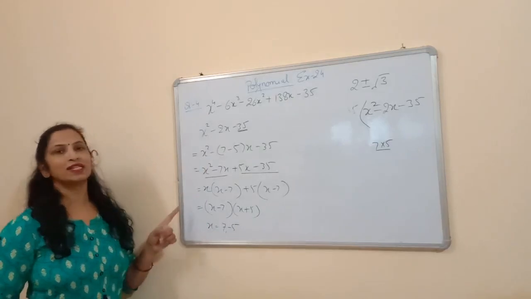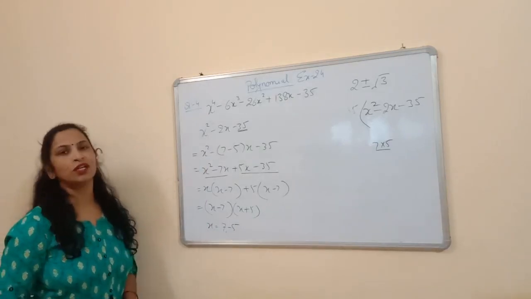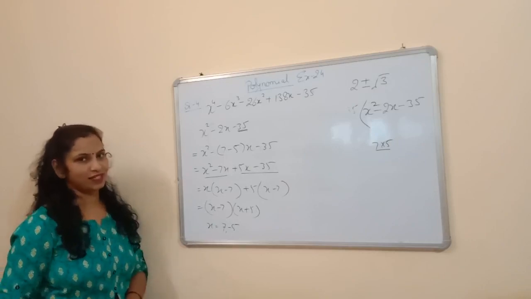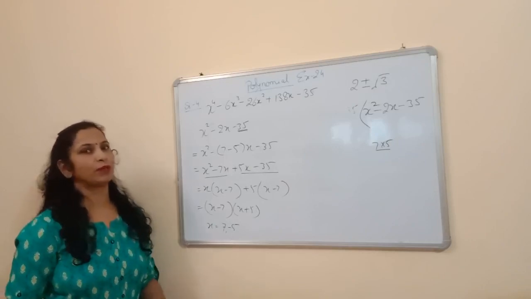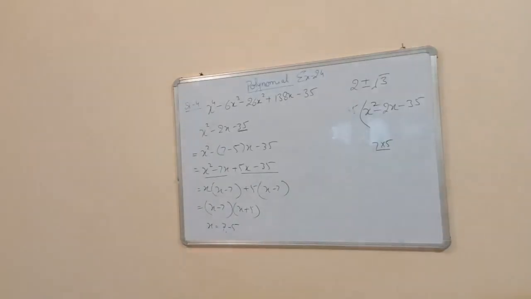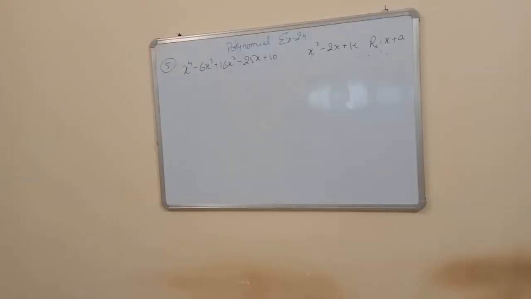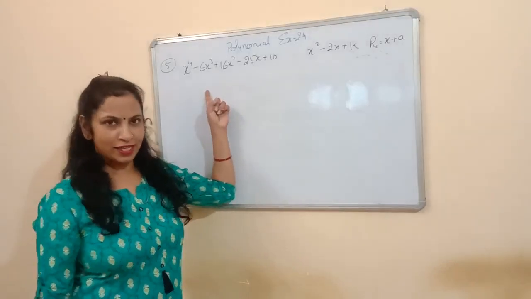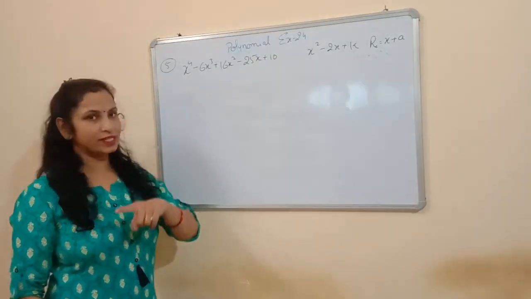So this is the second last question of the exercise. This is an important question. Now we will do the last question of the exercise, and after that our polynomial chapter will be completed. This is the last question of the exercise of the chapter polynomial from NCERT.